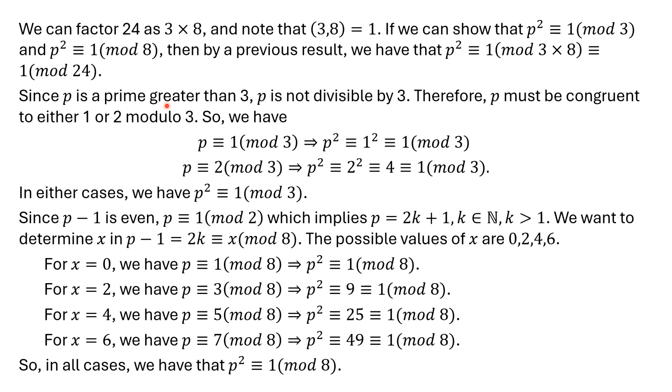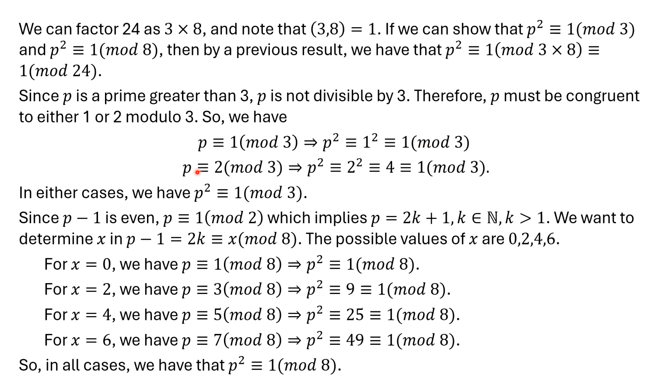Since P is prime greater than 3, P is not divisible by 3. Therefore, P must be congruent either 1 or 2 mod 3. So we look at the first case. We have this, and as we proved just in the last problem, we can square both sides here. We get P squared is congruent to 1 squared, which is 1 mod 3.